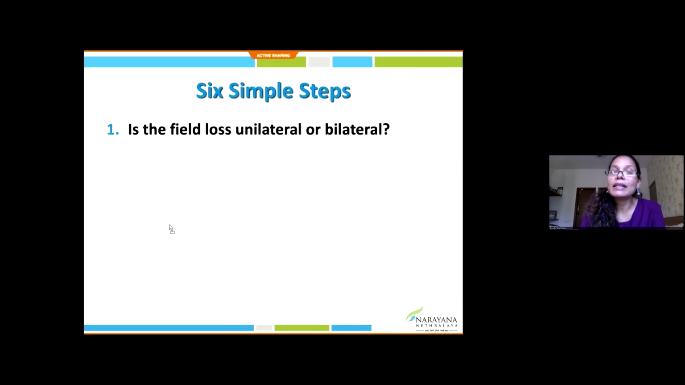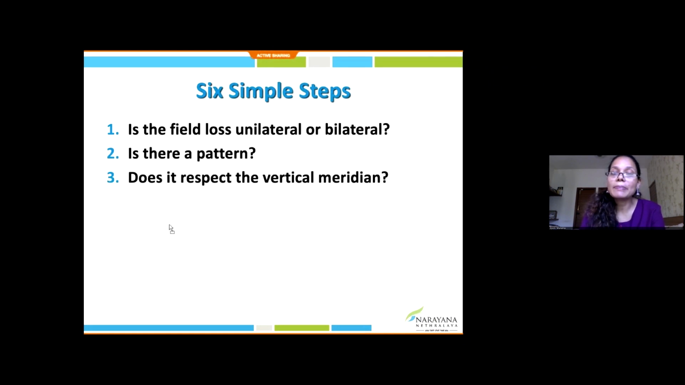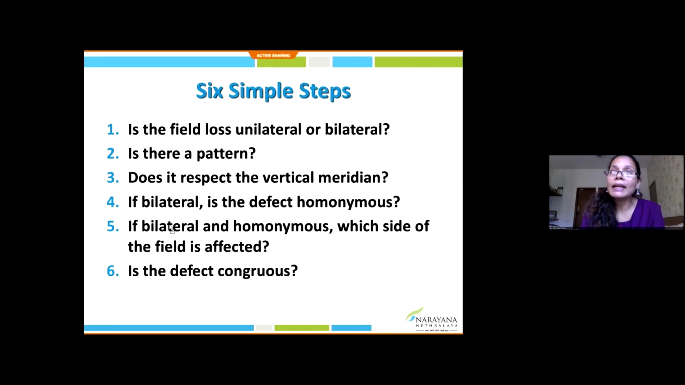Again, first question: is the field loss unilateral or bilateral? What is the pattern? Does it respect the vertical meridian? If bilateral, is the defect homonymous, and then which side? And is the defect congruous? So let's look at this case.